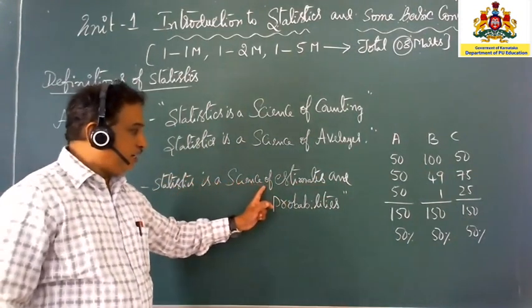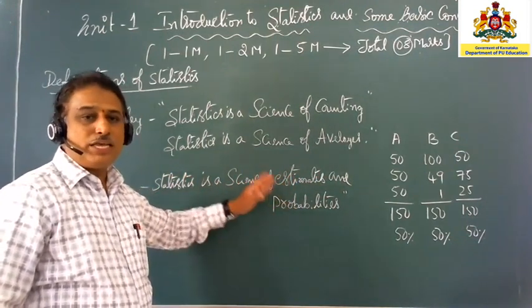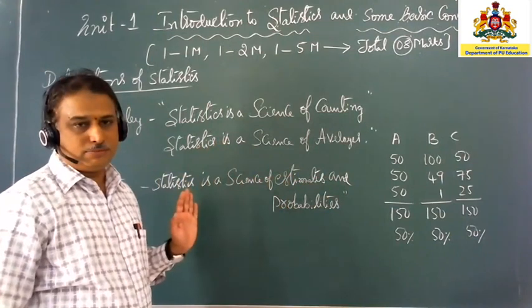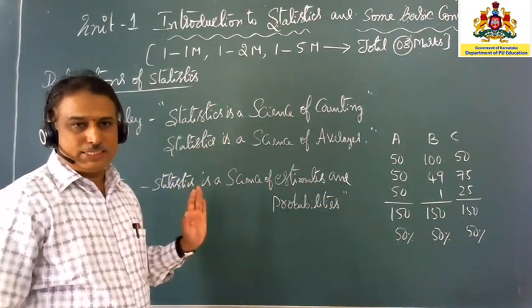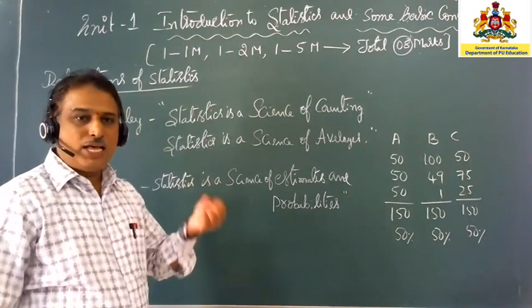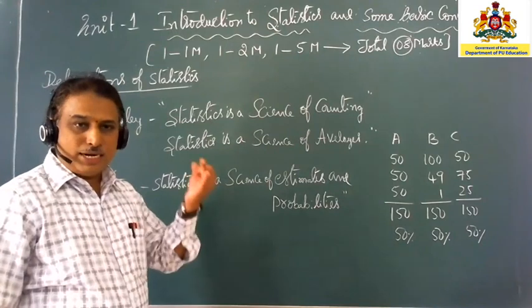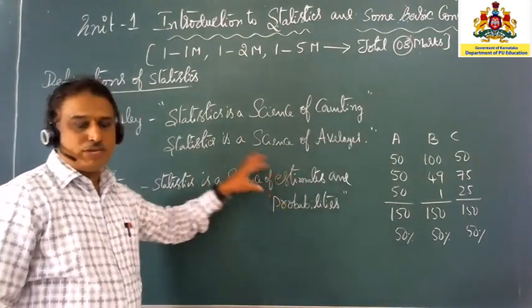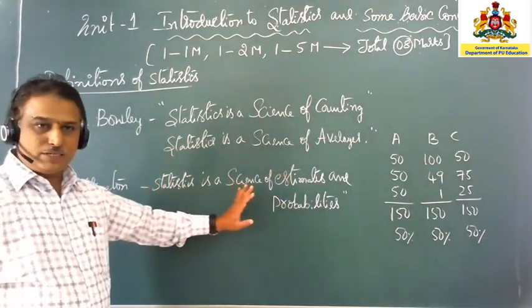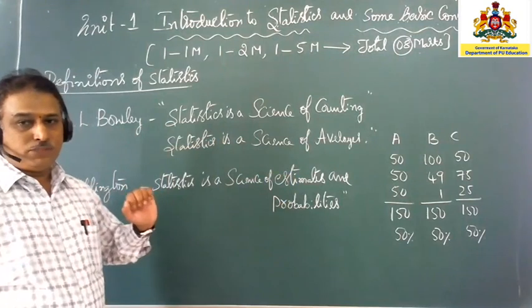Here, estimation and probabilities are a part of statistics. It is also not a complete definition of statistics. Why? Because in mathematics, arithmetic is one part, geometry is one part. Like that, estimation and probabilities are a part of statistics. It is also not the complete sense of definition. Next.